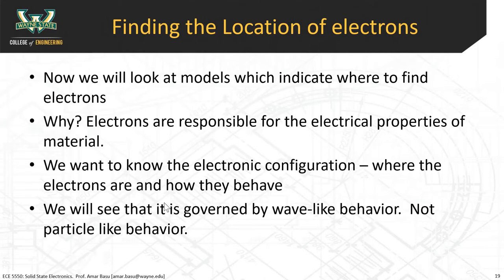What we're going to find is that electrons are governed by wave-like behavior when it comes to the electron configuration in atoms, in individual atoms, and also in lattices. And that wave-like behavior is going to be described by the Schrodinger equation.